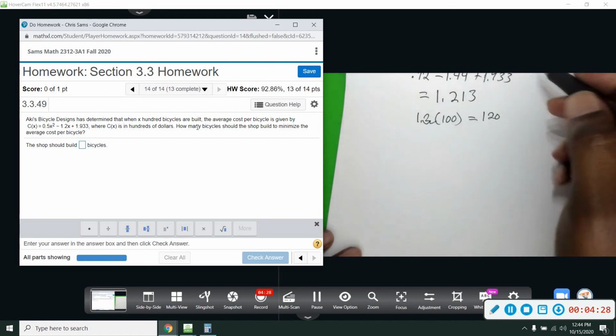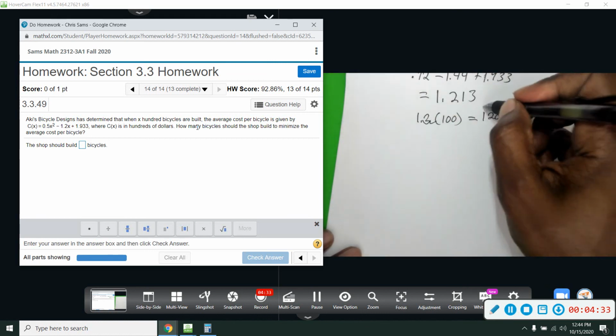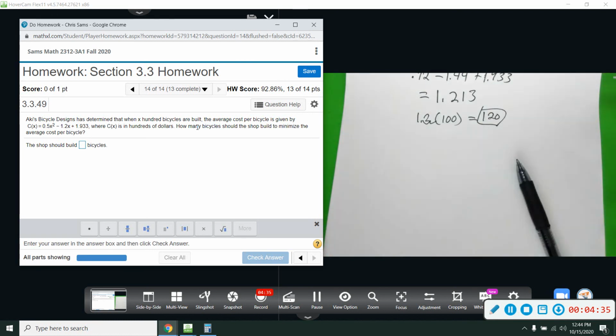All right, that's it. We really didn't need to find the y. I don't know why I did that. All we need is 120, the number of bikes. That's the question that they wanted to know, not how much they cost. When we plug it in, I'm finding out how much it's going to cost, and we just want to know the number of bikes. So I should have stopped at 120, but you know what to do with that if they ask you the cost now.